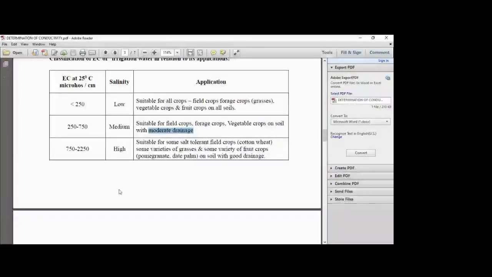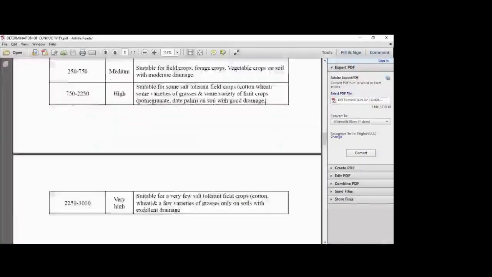Similarly, if I have irrigation water whose electrical conductivity is in this particular range, it is said to be highly saline, and it is suitable for some salt tolerant field crops, for example cotton, wheat, some varieties of grasses, and some varieties of fruit crops as well, for example pomegranate and date palm. These are examples. So electrical conductivity plays a very important role in deciding the crops. We can decide a crop depending upon the electrical conductivity of the irrigation water that is available and the type of soil that is available in our farm, right? And on that we can decide.